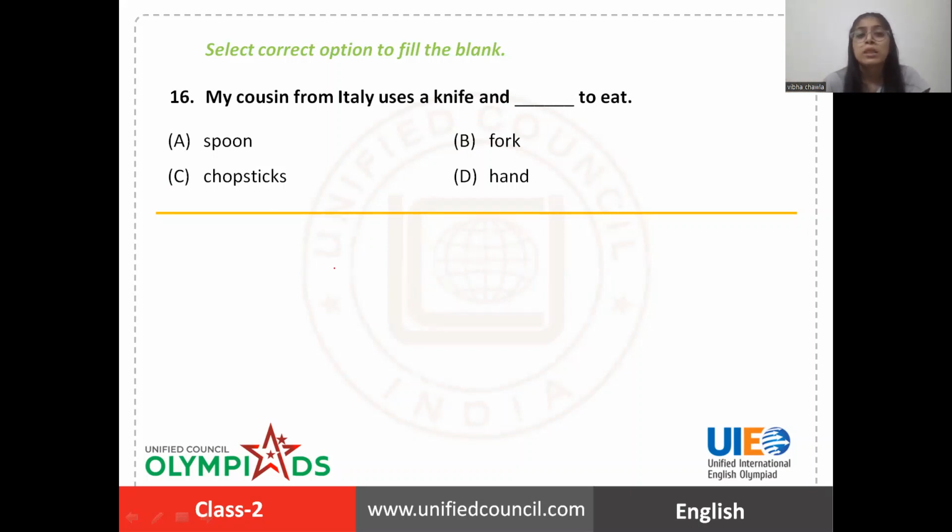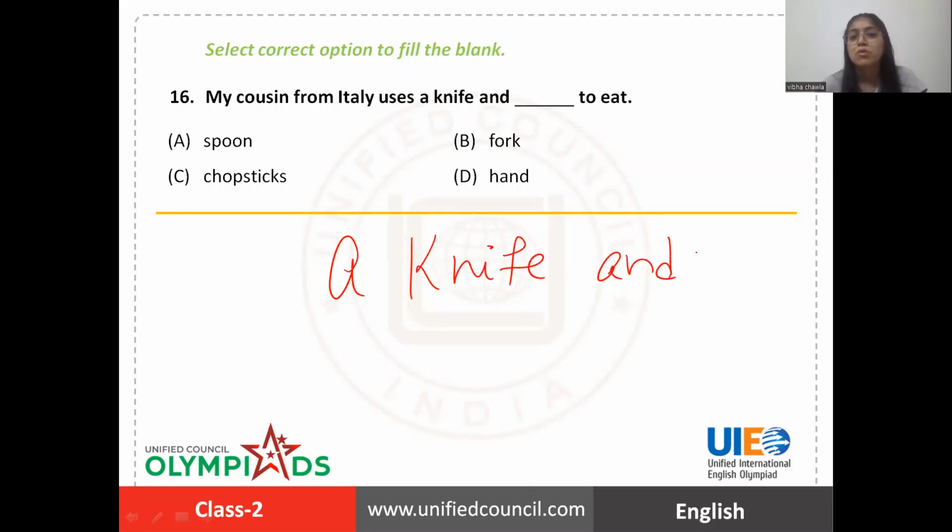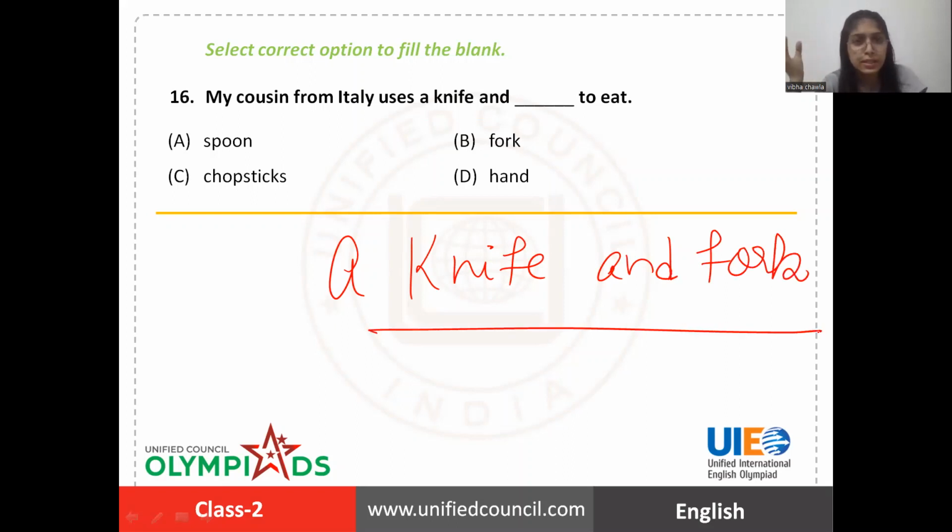and fork to eat. Okay, this is the combination that they use to eat. In Western cultures or in Italy, they use a knife and fork to eat. That's why the right answer will be option B. My cousin from Italy uses a knife and fork, not spoon, chopsticks, or hand. A knife and fork to eat.